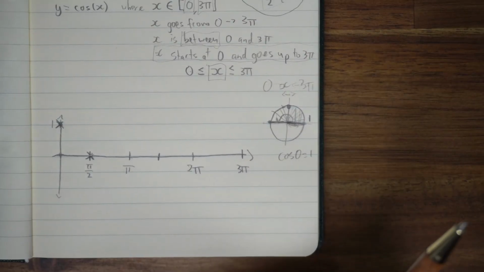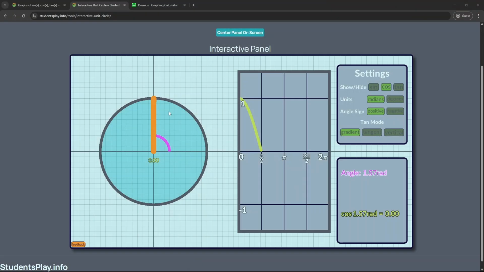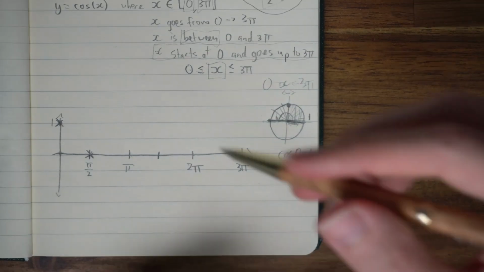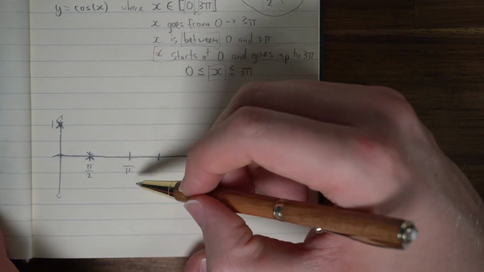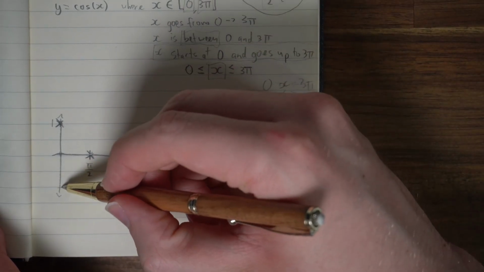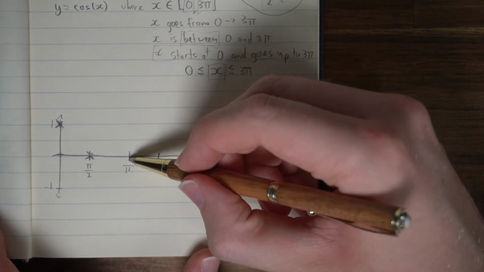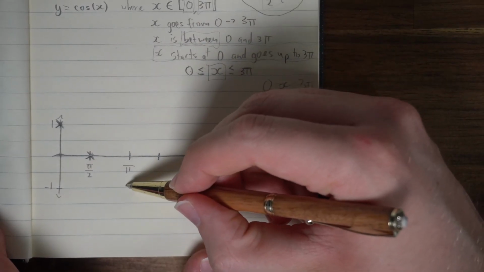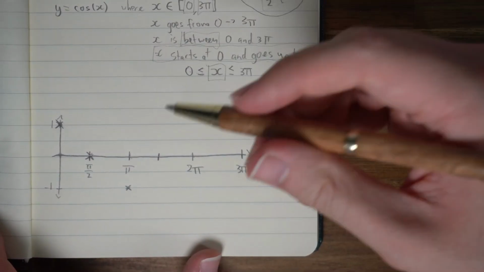I'll show you on the digital one as well. As we come around here, our angle is coming all the way around. And what happens to our adjacent length there? It's getting bigger and bigger and bigger. It's going to be 1 again, but because it's to the left, it's going to be -1. So we need to come down here. Let's put a -1 here. And so at pi, we're going to have -1.